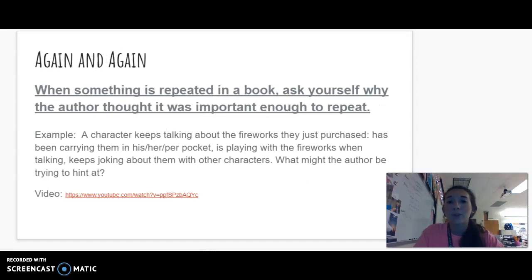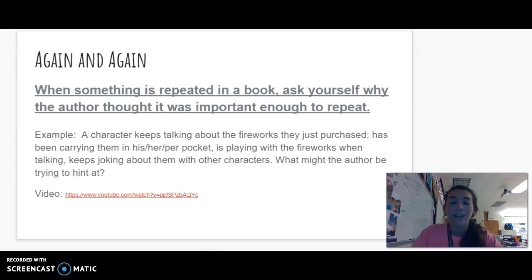Another element of foreshadowing is again and again. Now, this is oftentimes used in picture books, poetry, younger level novels. Again and again, or repetition really, is a simple way to foreshadow what's going to happen. When something is repeated in a book, ask yourself why the author thought it was so important to repeat that again and again.